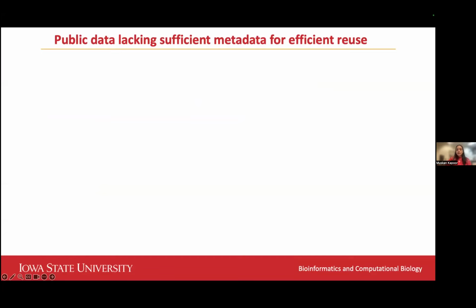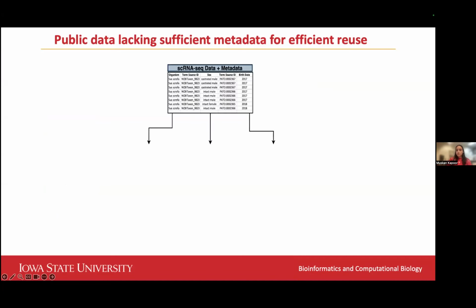Okay, so next we are going to focus on the problem of agricultural public data, which lacks sufficient metadata for efficient reuse. This table represents single-cell metadata, which is a crucial way to describe a biological sample from which genomic sequences are derived, and it should always align to the FAIR principles.